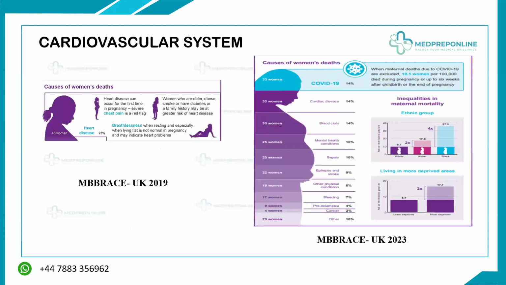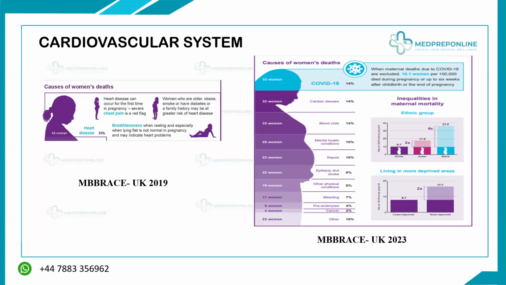So we'll be covering them one by one, and we'll begin with the most important, the cardiovascular system. Now, why do I state this to be the most important of them all? It is because the most important and the most direct cause of maternal deaths in the UK, as per the recent MBRRACE reports, that is 2019 as well as 2023, has been cardiac disease, right?